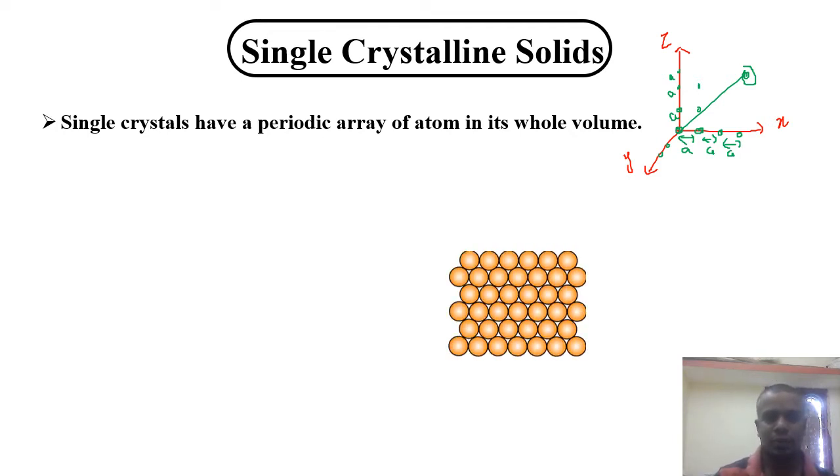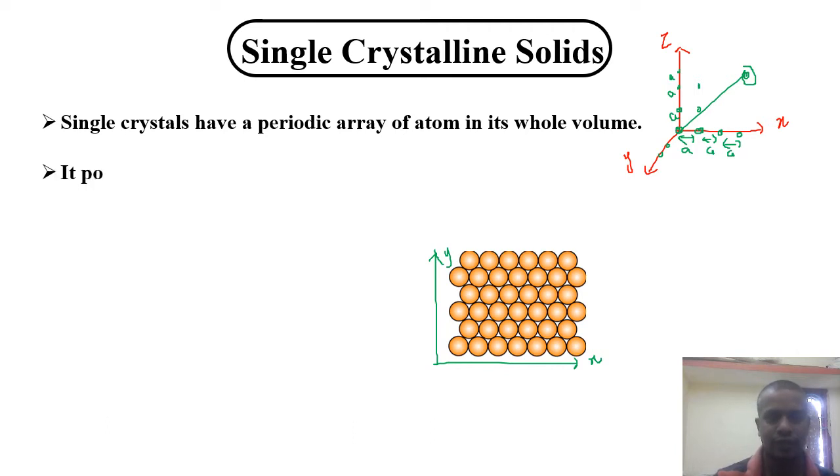The next point is shown in the diagram. Here it is shown like a 2D lattice. You may take this axis as the y axis and this axis as the x axis, because this lattice is represented by a two-dimensional vector. We can call it a single crystalline solid in two dimensions. What are the other characteristics of the single crystalline solid?